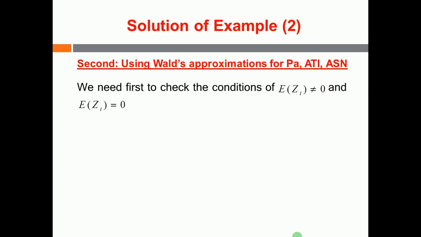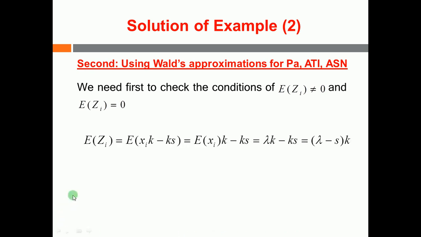Now, zi, if you can recall, is equal to xi K minus KS. So if I take the expectation of this quantity, I would have the expectation of xi, where the rest is considered constant. The expectation of xi in the Poisson distribution is equal to lambda. Even in this case, by taking K as a common factor, I would have K times lambda minus S. So when is the expectation of zi equal to 0? It would happen if lambda is equal to S. If lambda is not equal to S, the expectation of zi is not going to be equal to 0. So these are the conditions.